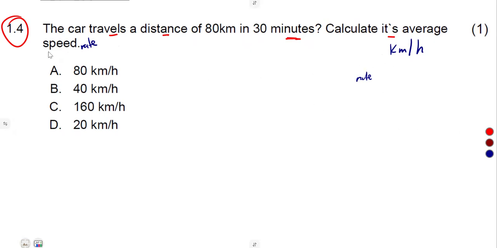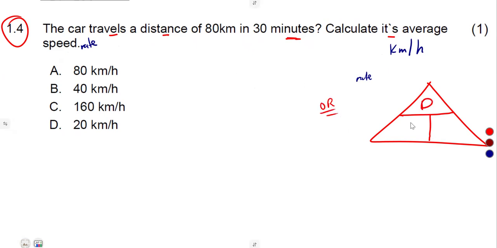How do I calculate the average speed? I can simply use the DST diagram, if I do not understand this idea of the rate. What am I given? The distance, 80 kilometers. The time, 30 minutes. We know that if we are dealing with kilometers, the time is supposed to be in hours. So you must convert 30 minutes to hours.